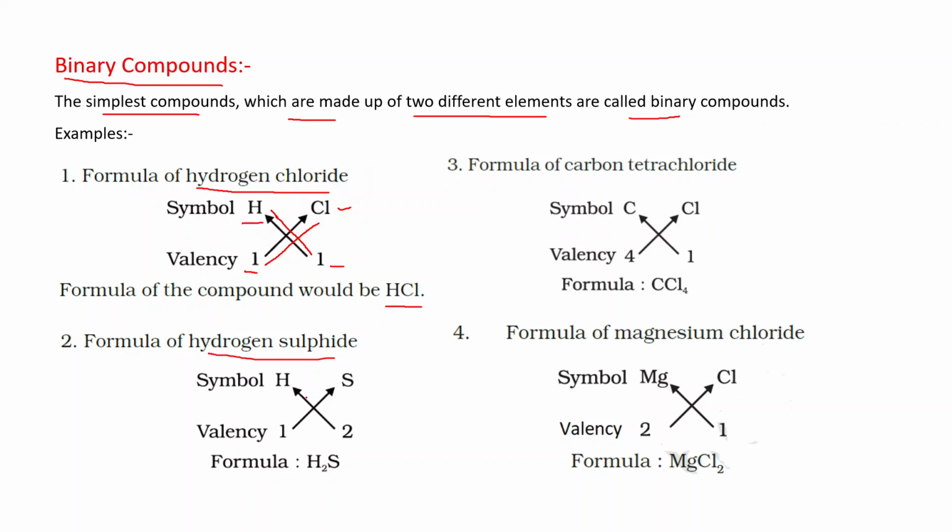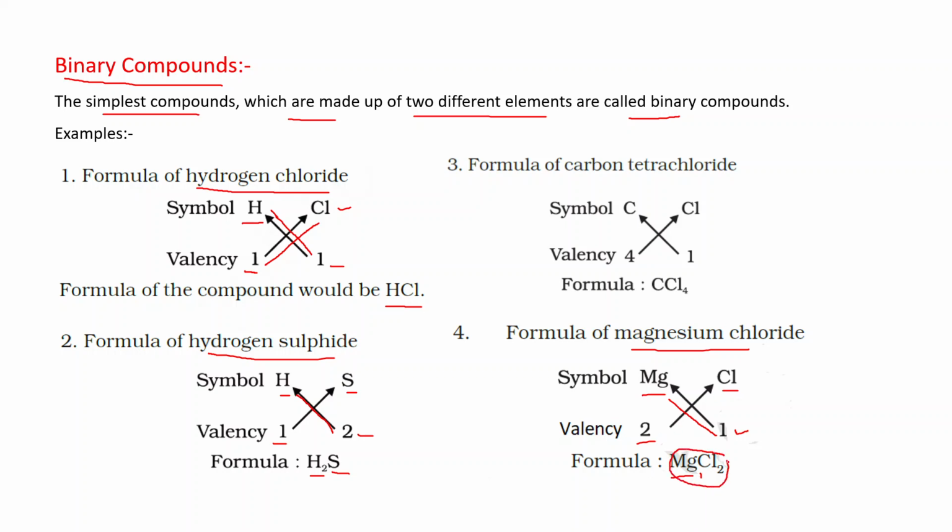Hydrogen sulfide. This is H, valency is 1, sulfide is S, valency is 2. Again interchange, this 2 goes with H, so this is H2S. Magnesium chloride. Magnesium Mg, valency is 2, chloride Cl, valency is 1. Again interchange, magnesium is 1, so only Mg, don't write 1 here, it is not written. Cl is 2, so MgCl2.